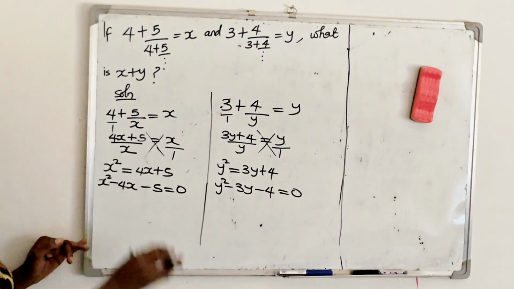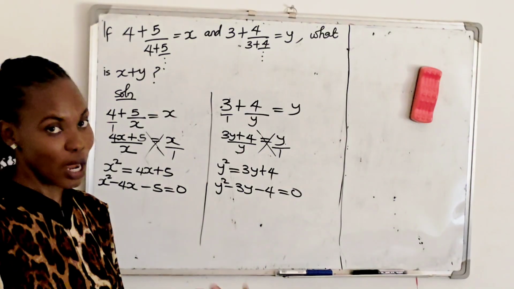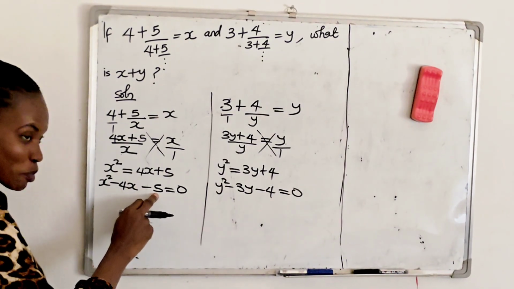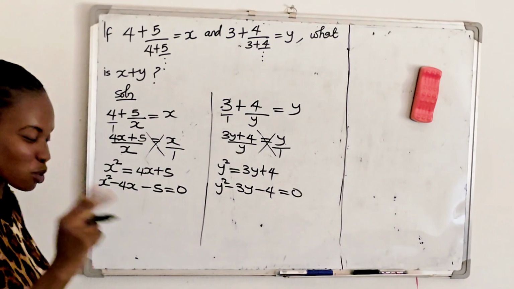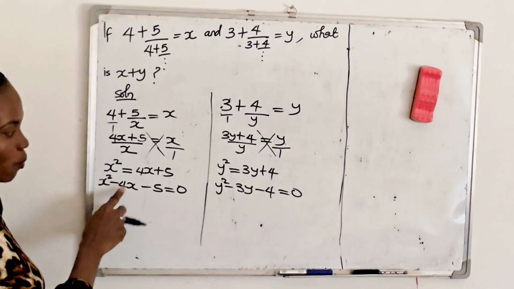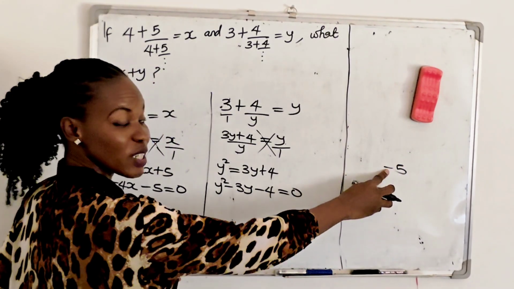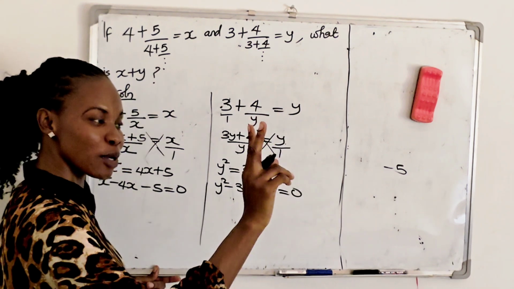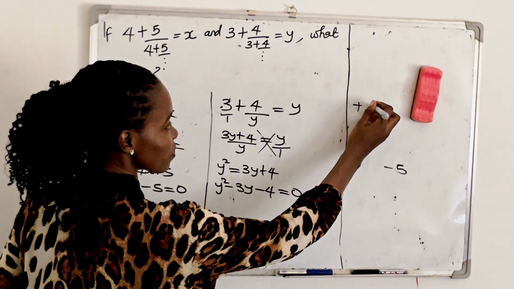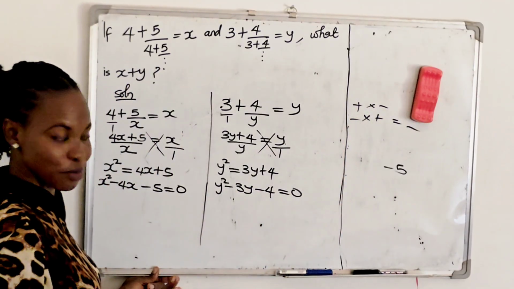Alright, so let's factorize this quadratic equation. In the factorization of a quadratic equation, I am looking for two numbers that are factors of the constant. When I multiply them together, they will give me minus 5, and when I add them together, they will give me minus 4. So let me look at all the factors of minus 5. Because of this minus, the factors will be a positive and a negative number, because it's only when positive times negative or negative times positive that you get negative. Do you understand, right? Good.